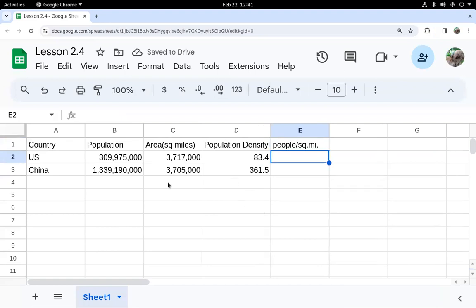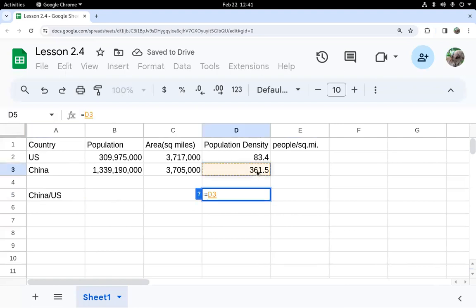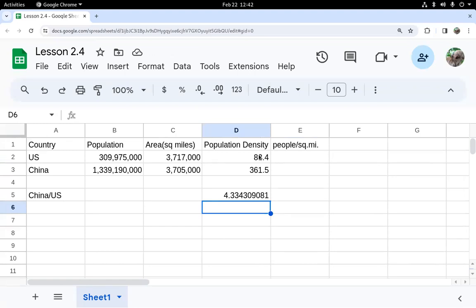Cool. And then if I want to see how many times more dense China is, down here I could make that calculation: China over US. I put that over here, equals China divided by US, and it just grabs the numbers above. So I was guessing at about 4 times. China had 4 times the density of the US. This says it's about 4.33 times. So that confirms my estimation from before.